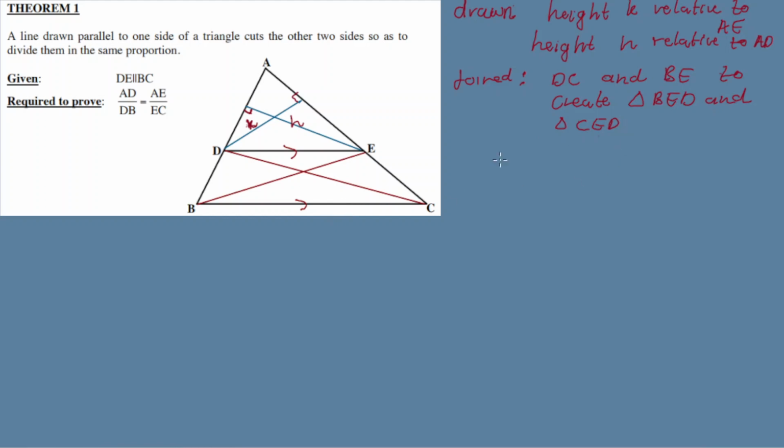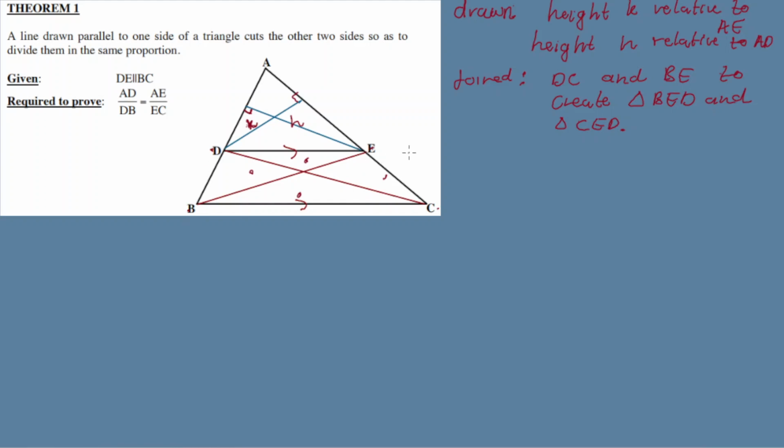Right, these triangles, okay, I understand. We now connect BE and DC. These are not the only two triangles forming out, but these two triangles are important for our discussion: triangle CED and triangle BED.